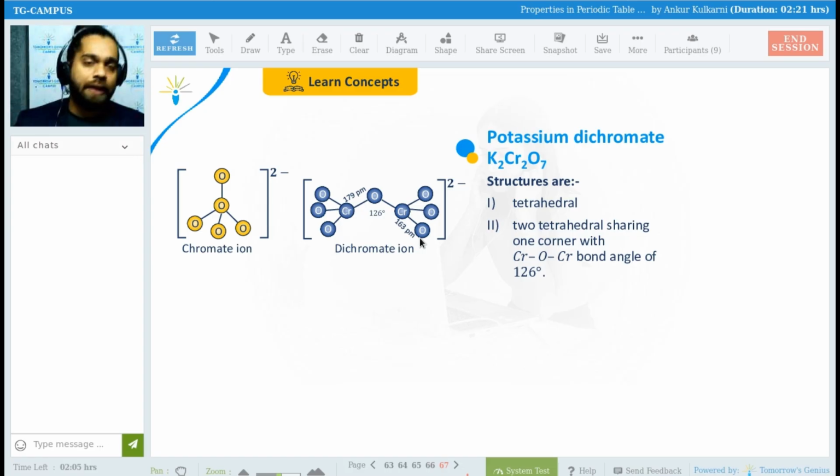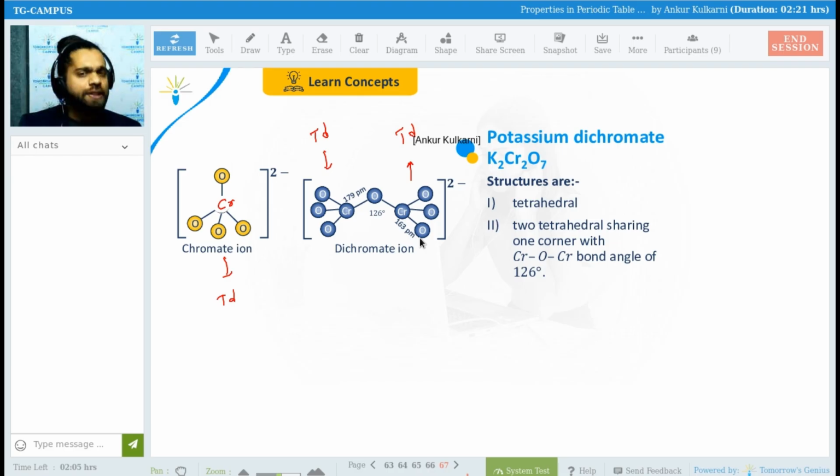Now, look at the structures. Your chromate ion, this should be chromium, not oxygen. This is your chromate ion. This is also tetrahedral. And this is also what is happening: two tetrahedral units are joined.